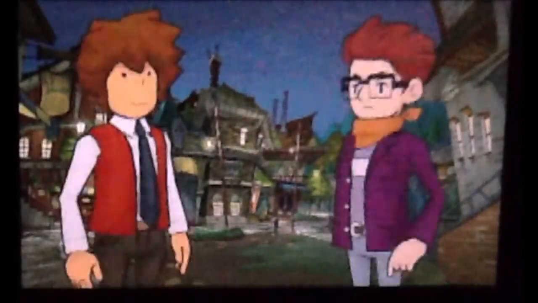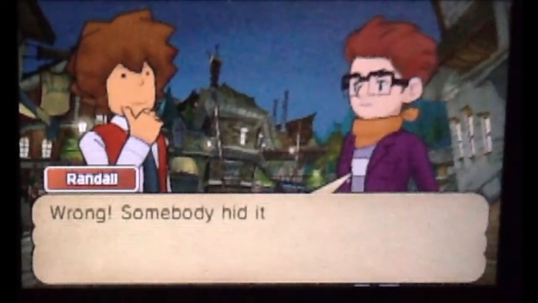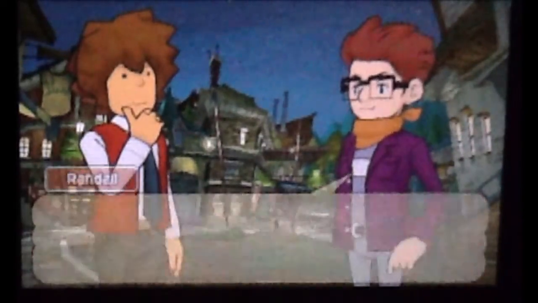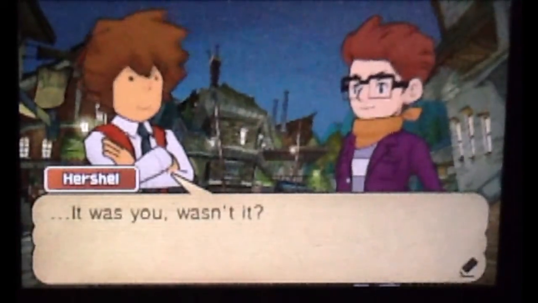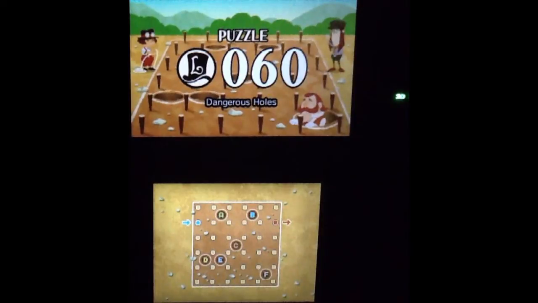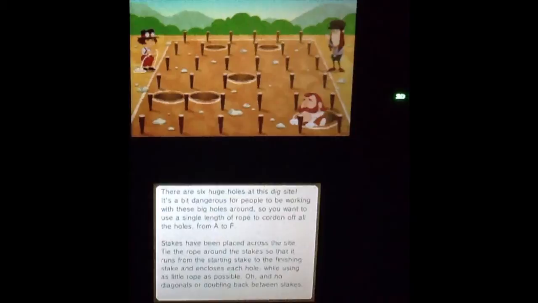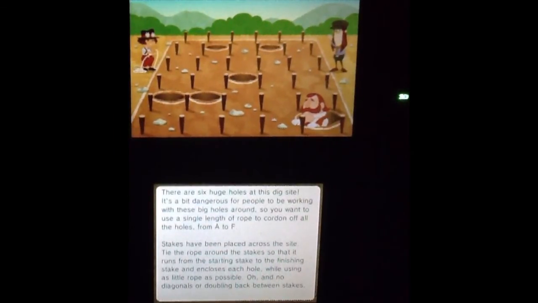Alrighty, and the final puzzle is over here. Just tap on the bushes. Puzzle number 60, Dangerous Holes. What you want to do is rope off all of the holes. That way nobody falls into them. However, the catch is that you can't have any diagonals and you can't double back between stakes.